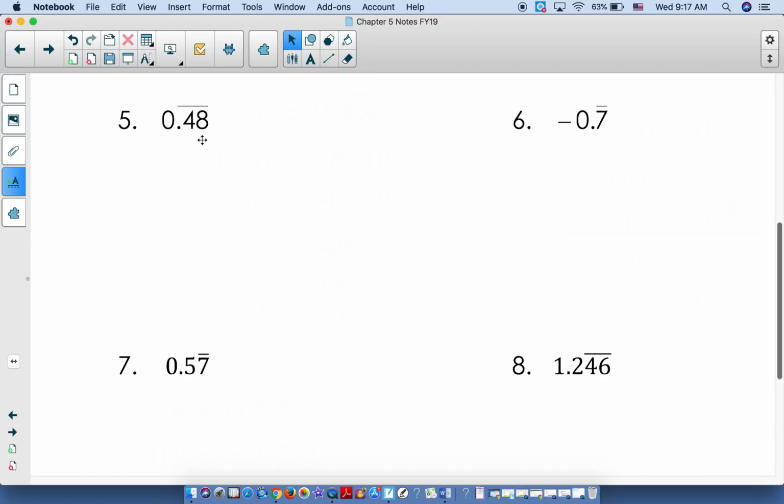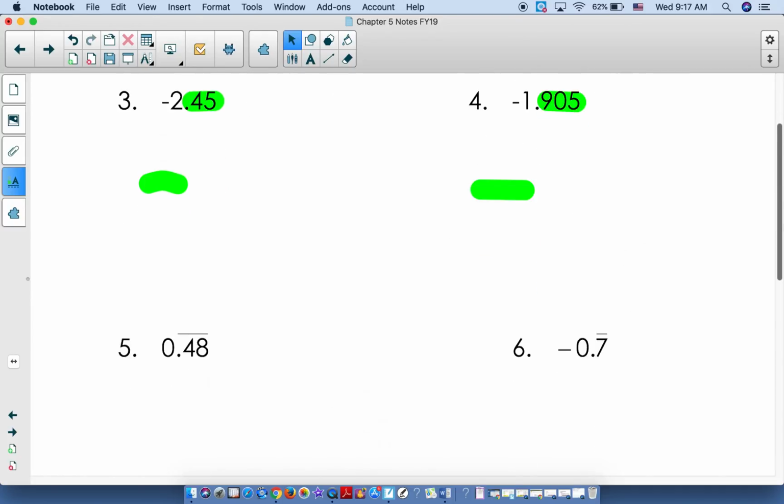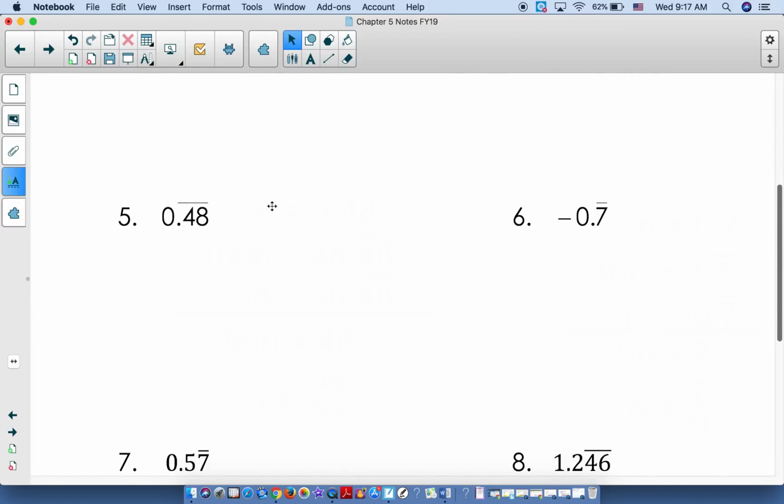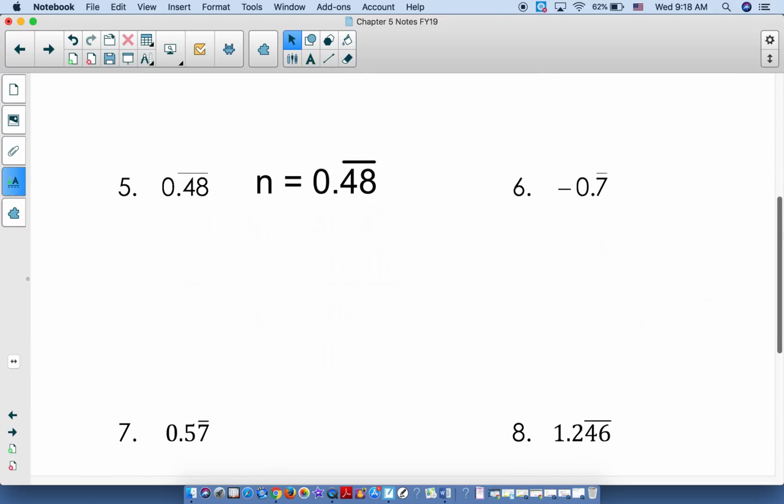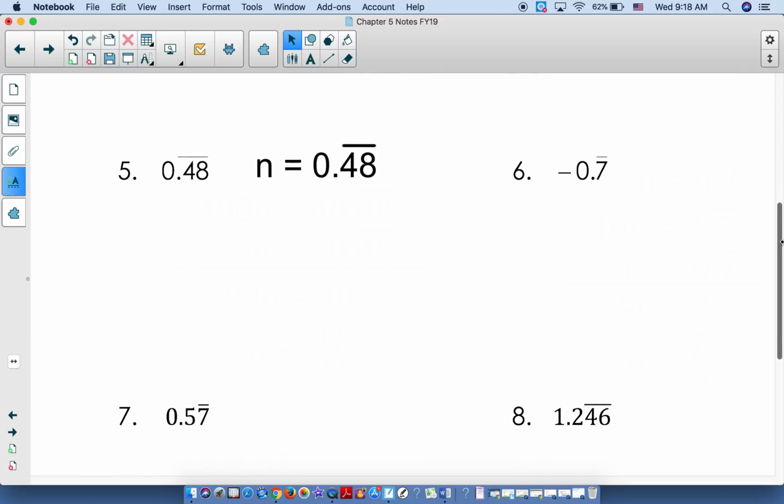I want to do this slowly with you guys, so let me just back it up here. There it is. So I got n equals 0.48 repeated. All I did is I put our number equal to n. That's it. I didn't change anything. I'm just saying n is going to also represent 0.48 repeating. They represent the same thing. So if I say n, I'm also saying 0.48 repeating. They can be interchangeable at this point. I'm just making that statement.